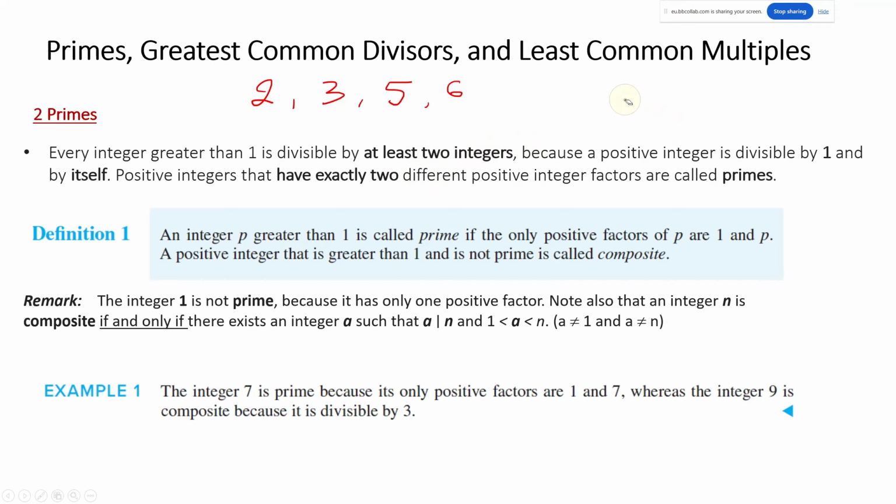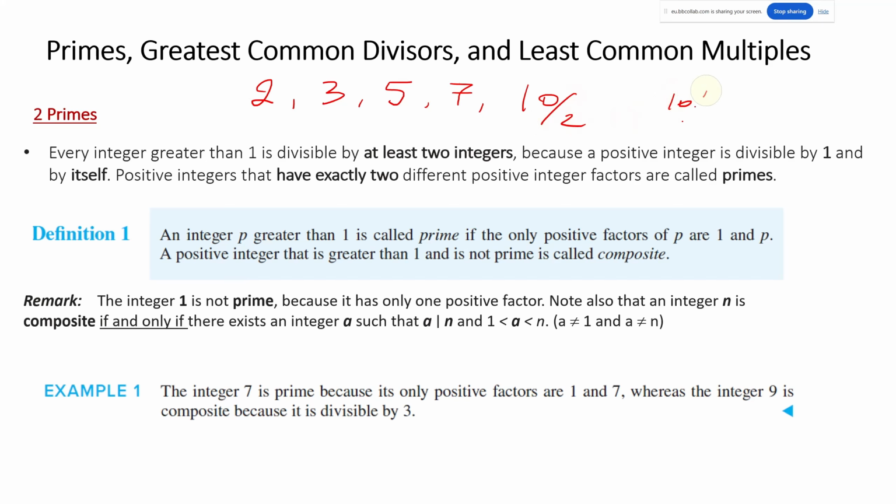So 6 is not a prime. What about 7? Well, 7 is a prime. What about 8? 8 is not because I can divide it by 2. What about 9? 9 I can divide it by 3. And these are the prime numbers less than 10. Because 10 also is not going to be acceptable because I can divide it by 2.